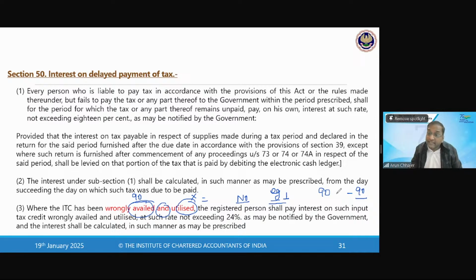Yes, sir. Now I am saying you have wrongly availed 90 rupees, but in the current date there is no balance, so it means 90 has been utilized, right? Yes, sir.